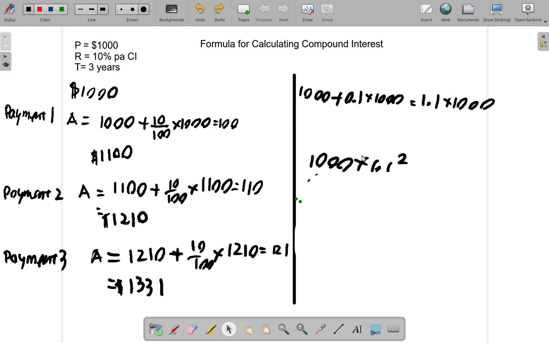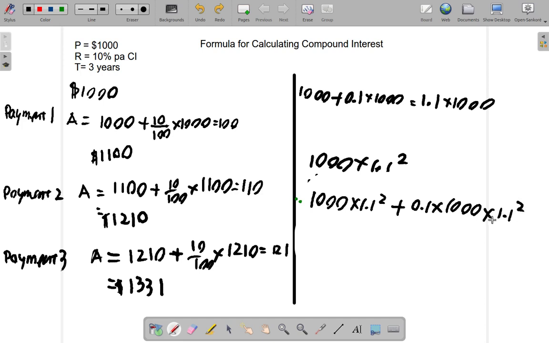Now, what we have here is upon payment 3, what happened? Upon the third payment, what we have is our money here. We have our $1,000 times 1.1 squared, but we will add that to our 10%, which is 0.1 of this money of 1000 times 1.1 squared.